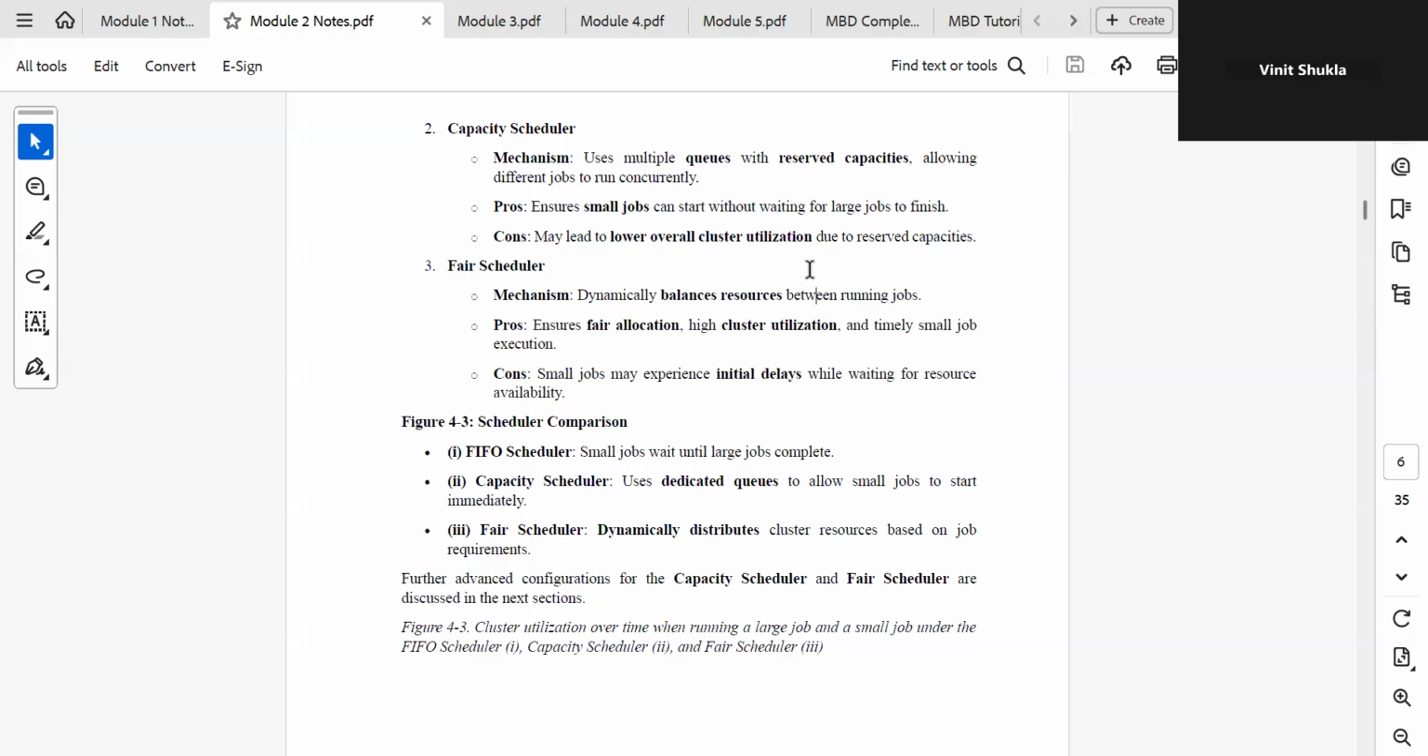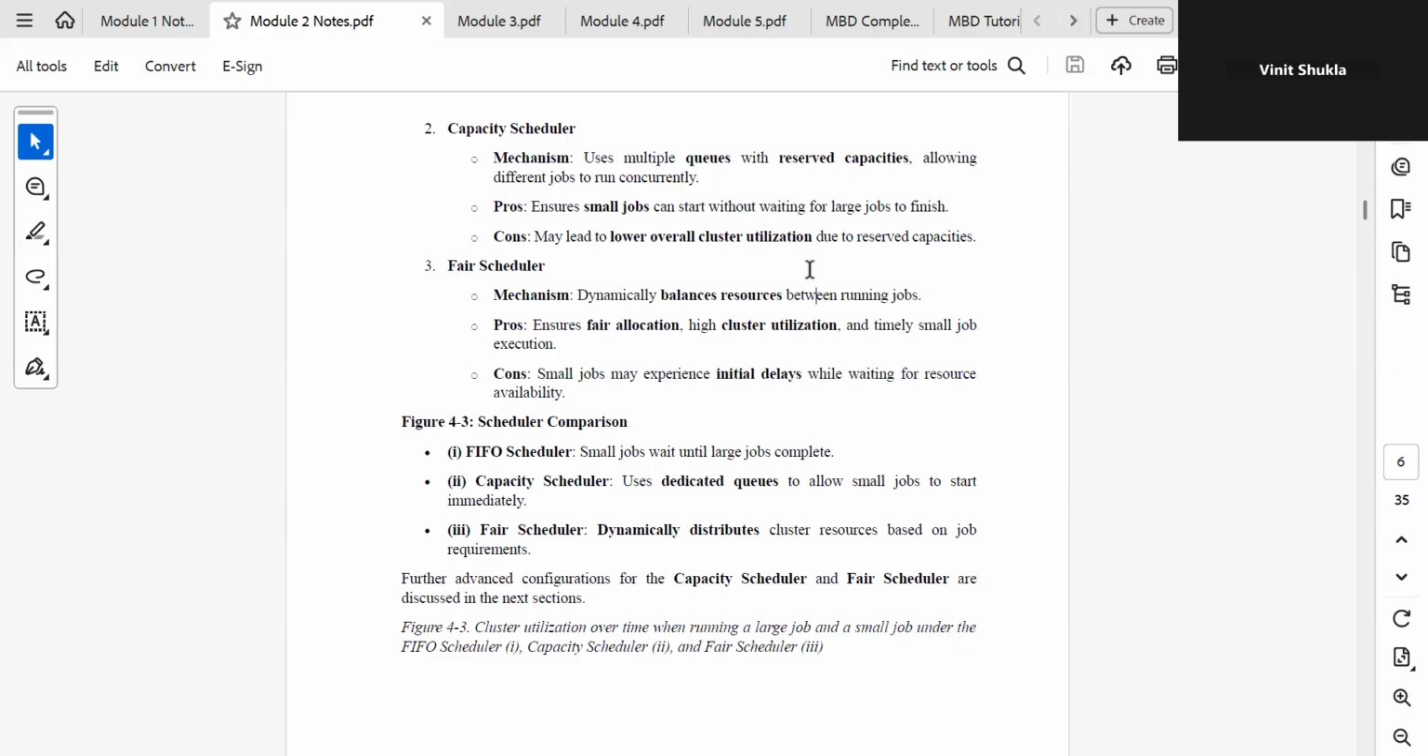Third one is the fair scheduler. In this, resources are dynamically balanced between the running jobs. The pros are that it ensures fair allocation, cluster utilization and timely small job execution. The con is that small jobs may experience initial delays while waiting for resource availability.